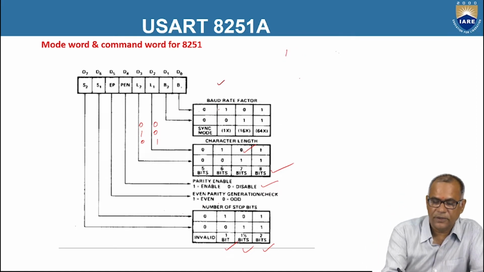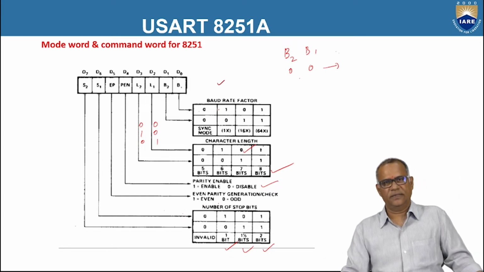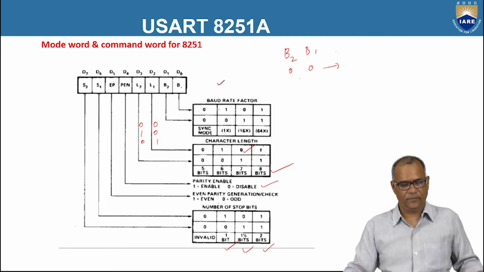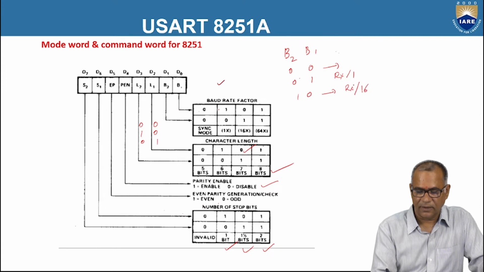So this is B2 and this is B1. If it is 0, 0, that means it is in synchronous mode. So that means the transmission takes place at the clock frequency. And if it is 0, 1, then the transmission takes place at CLK by 1. If it is 1, 0, then the transmission takes place at CLK by 16. Sorry, clock frequency by 16.